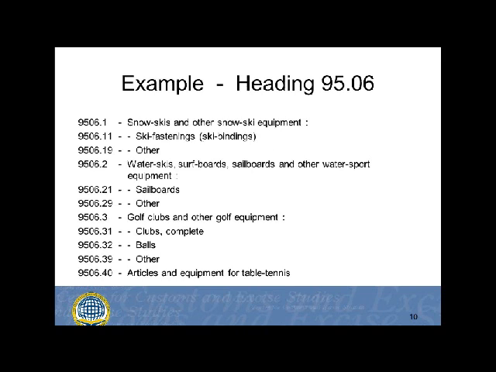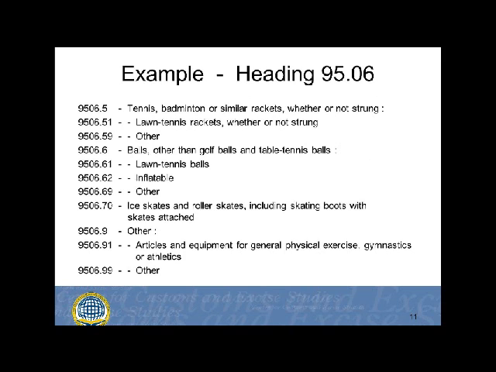Let's look at another heading. Let's look at the HS structure for heading 9506. Again, five-figure subheadings are preceded by one dash and six-figure subheadings are preceded by two dashes. You will see there that most of the five-figure subheadings are further subdivided. This is the first part of the subheading structure. We can't get all of the subheading structure for 9506 on one screen and have it be readable. This is the second part of the 9506 subheading structure.